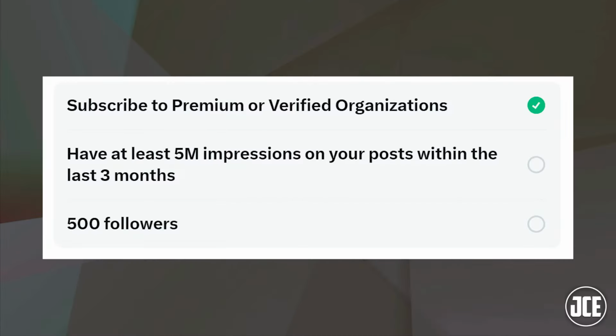You qualify for ad revenue sharing once you have 500 followers, 5 million impressions in the last 3 months, and are subscribed to at least the second tier of X Premium. Then, you will start to generate revenue every time a verified user views an ad underneath your post.